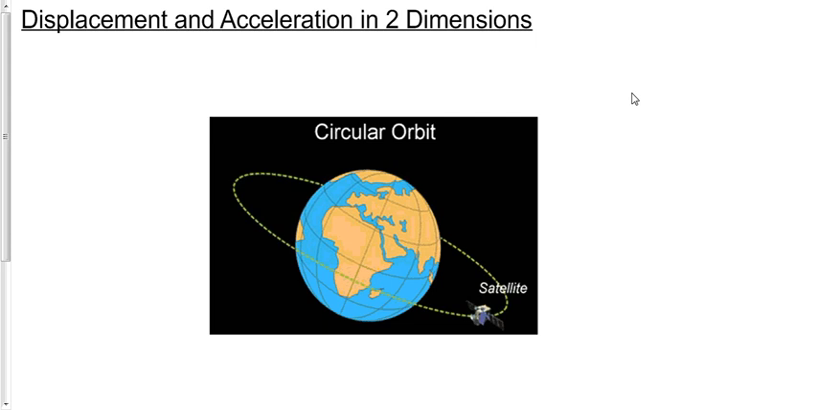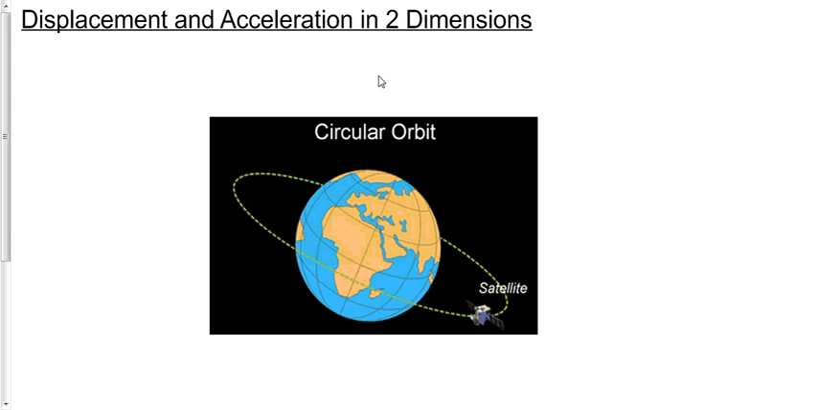So we've already reviewed motion graphs and we've already reviewed the kinematic equations. And we're going to start looking at acceleration and displacement in a little more detail. So far we've been limited mostly to one-dimensional movements, but hopefully you know that things often move in more than one dimension, and we're going to start looking at two dimensions.